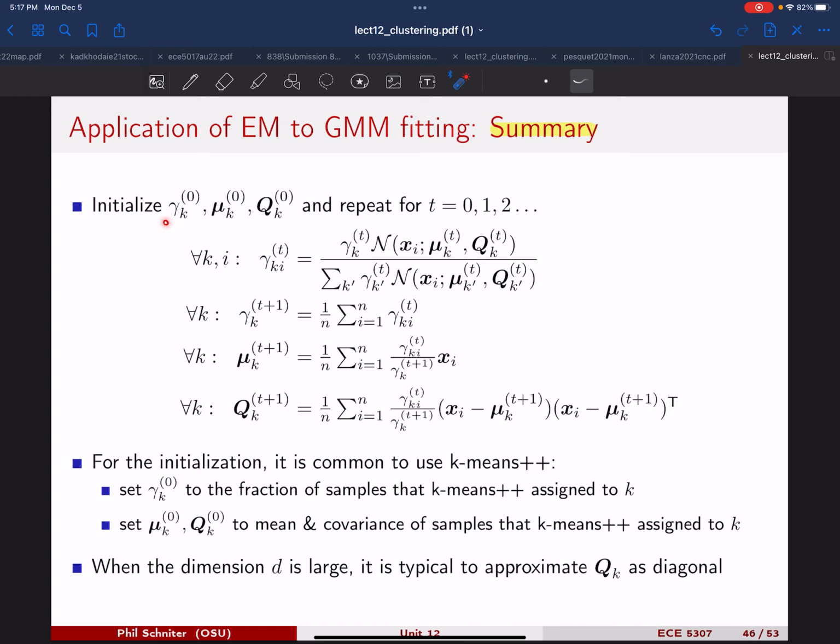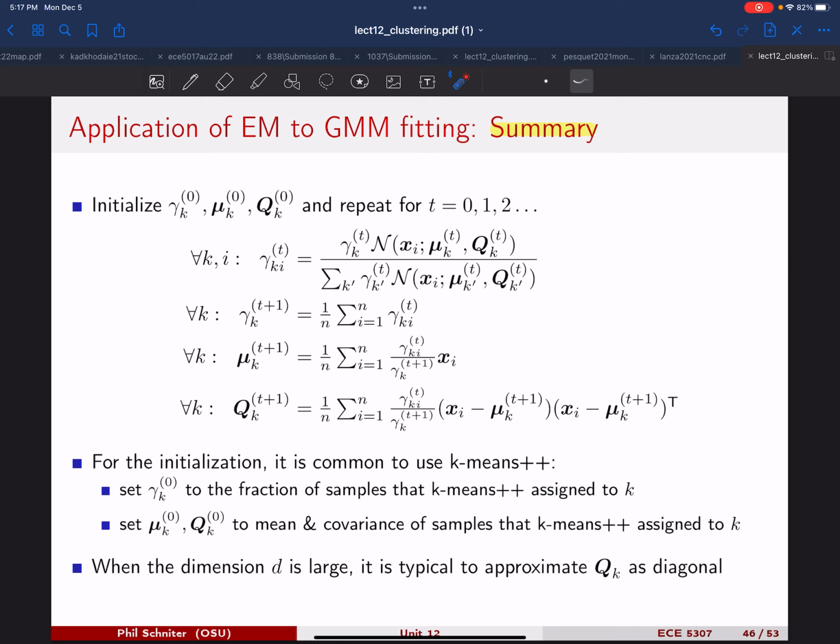So the first thing we have to do is initialize our parameters, or initialize our guess of gamma k, mu k, and qk for all the different clusters or components k. And then once we have that initialization, we can just repeat this loop over these 4 steps for iterations t equals 0, 1, 2, and so on.